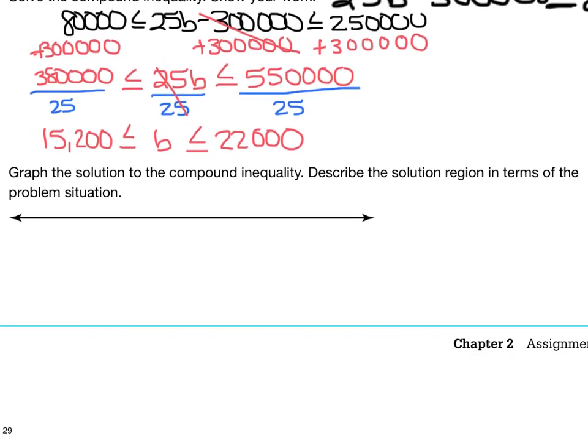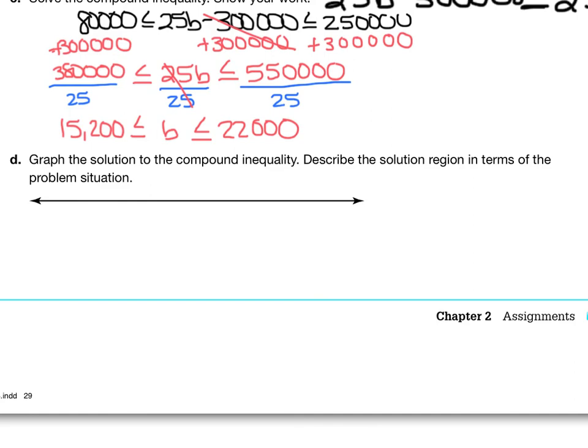All right, looking further down. It says graph the solution to the compound inequality. So here on this side, we're going to have our least amount, 15,200 bushels. Over here, we're going to have our greatest amount, 22,000 bushels. Since it's less than or equal to, I'm going to put a closed dot on 15,200 and 22,000, and we're allowed to be all the numbers in between. So I'm going to shade all in between, and that would be this spot right here.